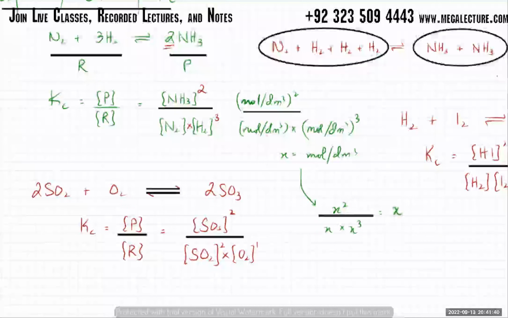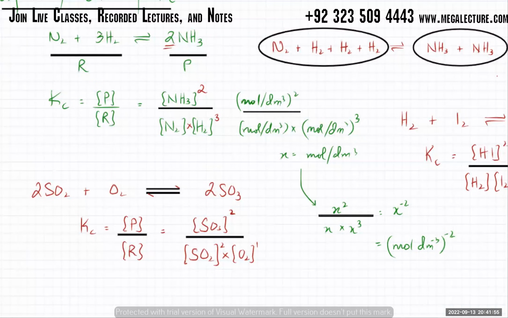So ये क्या बन जाएगा? It's going to become x to the power -2, right? And then I'm going to substitute mole per dm cube. So it's going to become mole per dm cube, mole dm -3, and the power is going to be -2. And we can simplify it further. It's going to become mole -2 and dm6. So that is the unit for Kc.